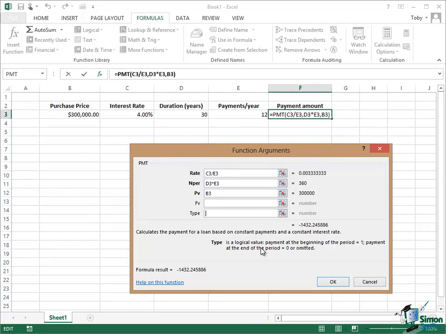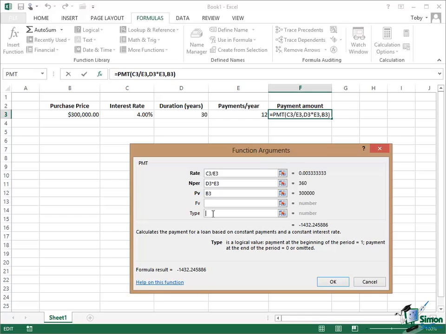And the final value to put in here is the type of payment. Now, this is a logical value. You either put in a 1 or a 0. If you put in a 1, then you're assuming that payments will be made at the beginning of each payment period. If you put a 0 or omit a value here, then it's assumed that payments will be made at the end of each period. Now we're going to make payments at the end of what are currently monthly periods here, so we can omit that. I'll put a 0.